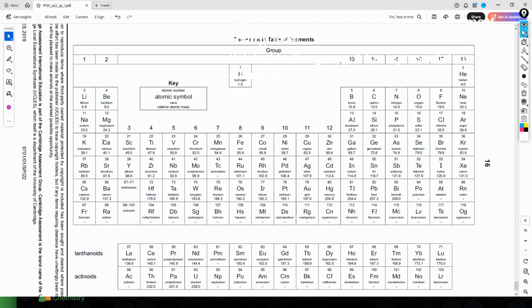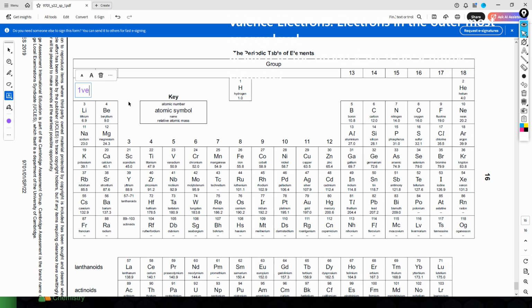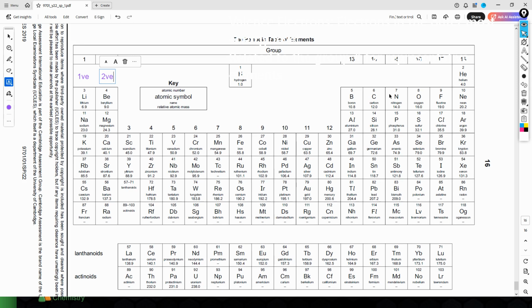So if we go here, elements in the first group have 1 valence electron. Elements in the second group have 2 valence electrons. Sorry, I've been saying energy level; I mean group. And then it jumps over this middle section, the transition elements. We do not do this for the transition elements.